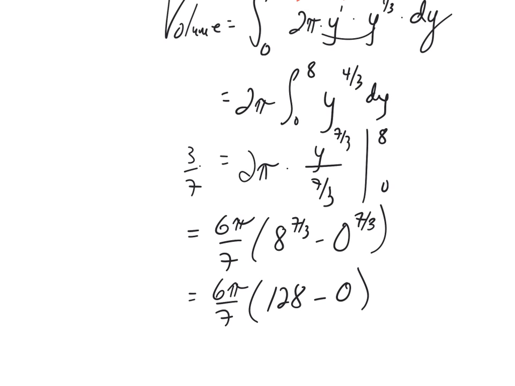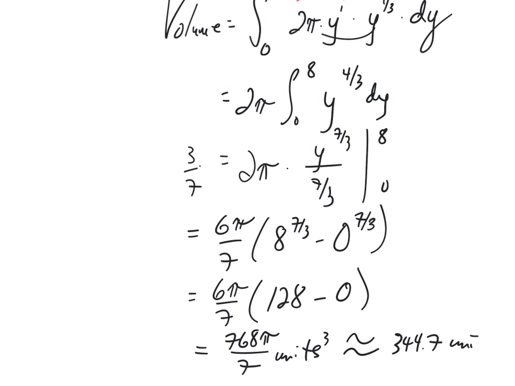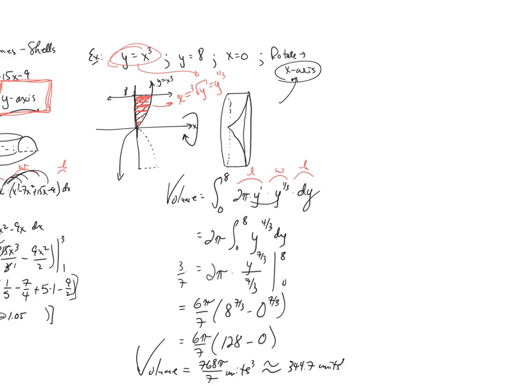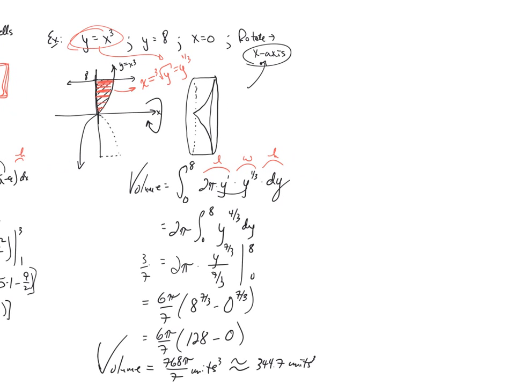And I don't think there's anything that cancels, so the exact value, not very pretty, I guess, would be 768 pi over 7 cubic units. Or if you prefer the decimal, on that one, guys, it'd be 768 times pi divided by 7. So it'd be approximately 344.7 cubic units. Okay, and again, shrink that up, or try to, so you can see the whole problem in one screen.